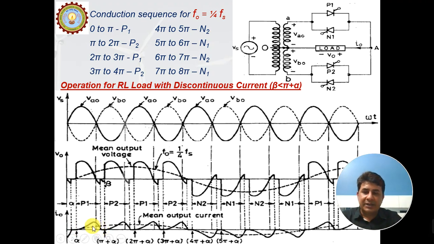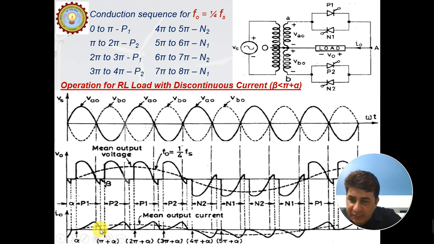As long as this current is flowing through the load, the thyristor P1 will not stop. Hence, up till this point beta, this device P1 will keep on conducting. So P1 will conduct from alpha to beta, and the gamma will be this. Gamma is the conduction angle. So conduction will happen from alpha to beta.